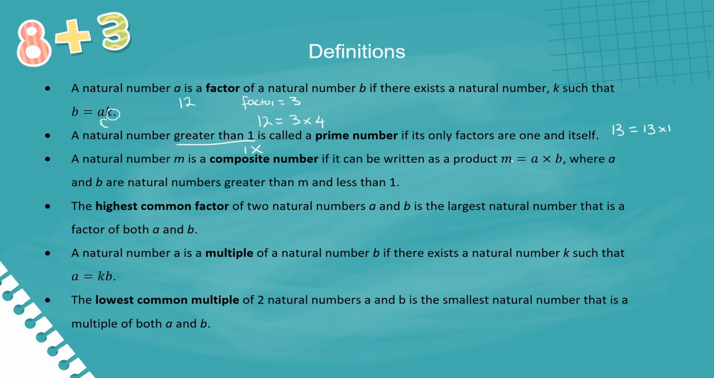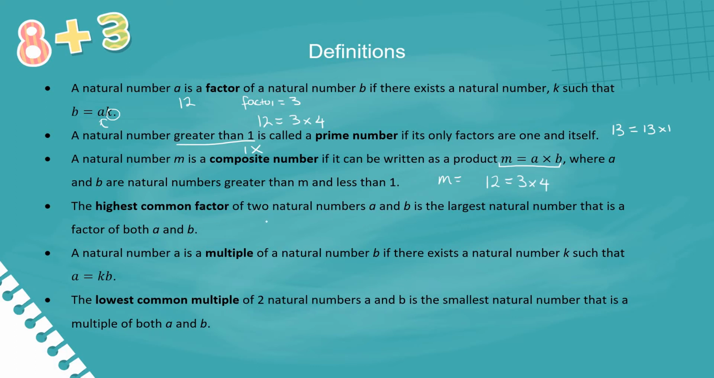A composite number is one that can be written as a product of two natural numbers that are both greater than 1. So m is a composite number if we can write it as such a product. The number 12 is a composite number because it can be written as a product of 3 times 4.